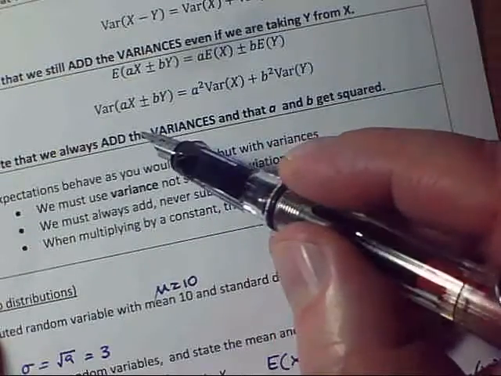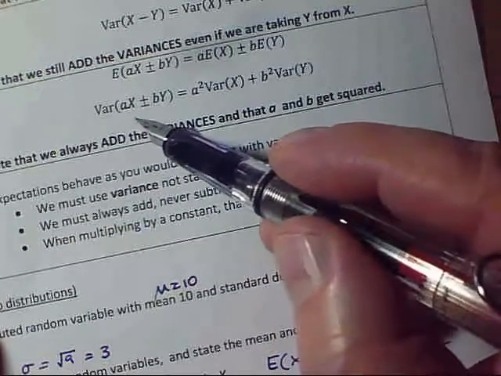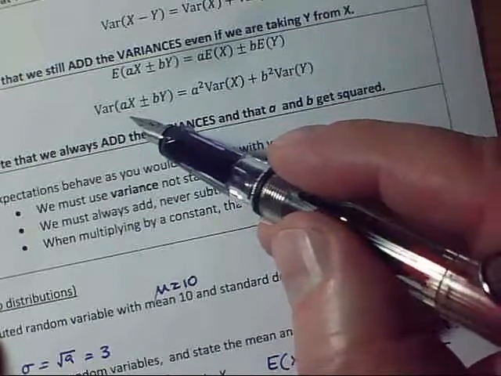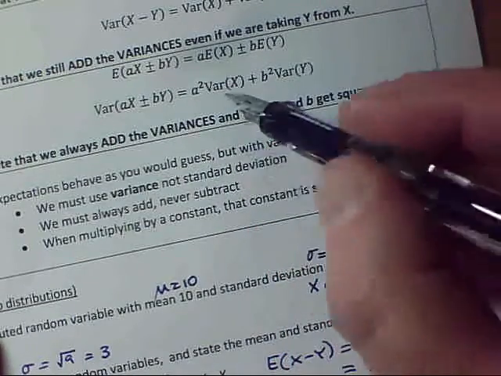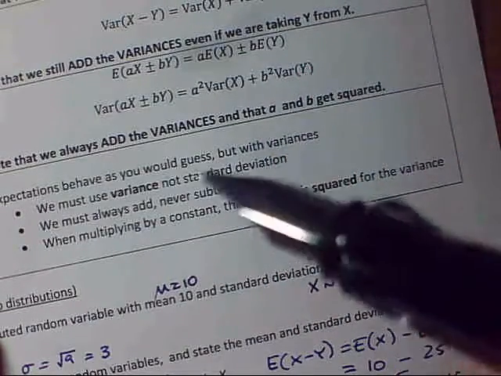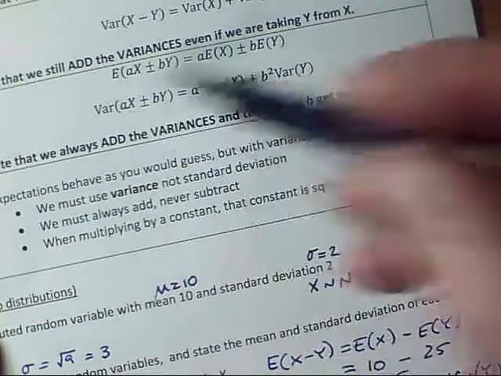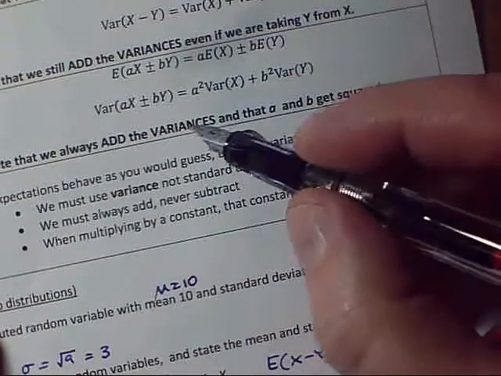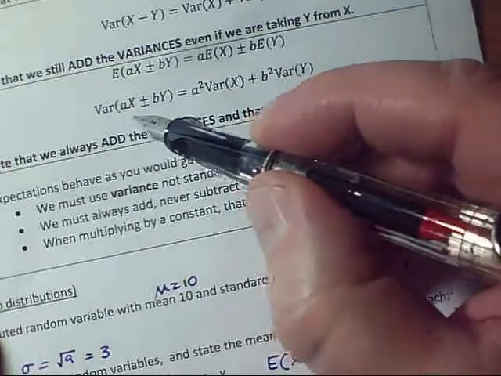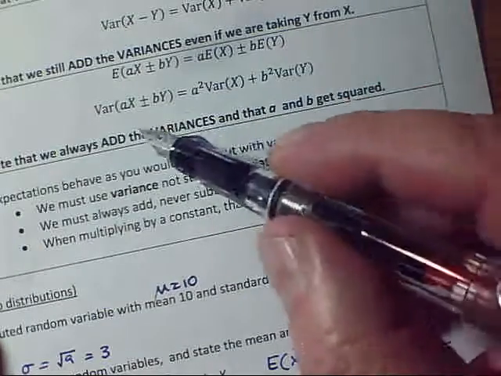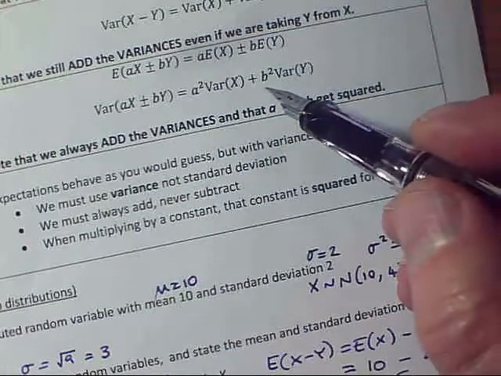But with the variances, if you've got a times x, forget the b for the moment. The variance of that isn't a times the variance of x, it's a squared times the variance of x. That's because the standard deviation of x would get multiplied by a, but the variance is the square of that. So this rule for variances, when we've got a number times the random variable, introduces squares of those numbers. So you need to learn this rule, is the bottom line.